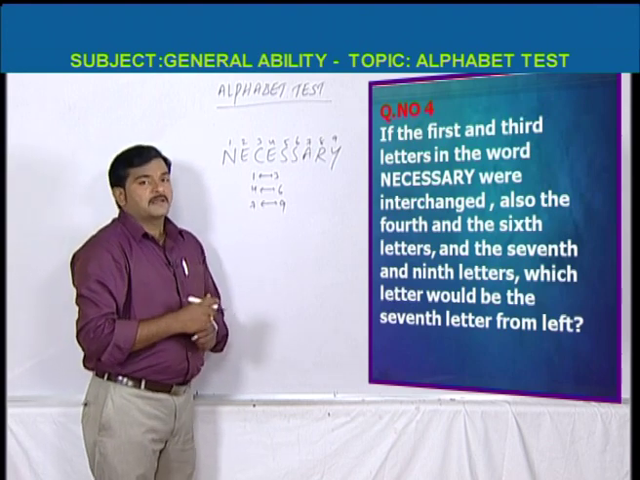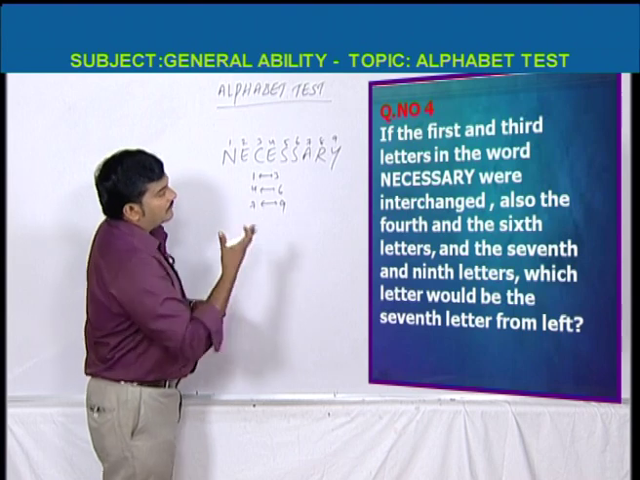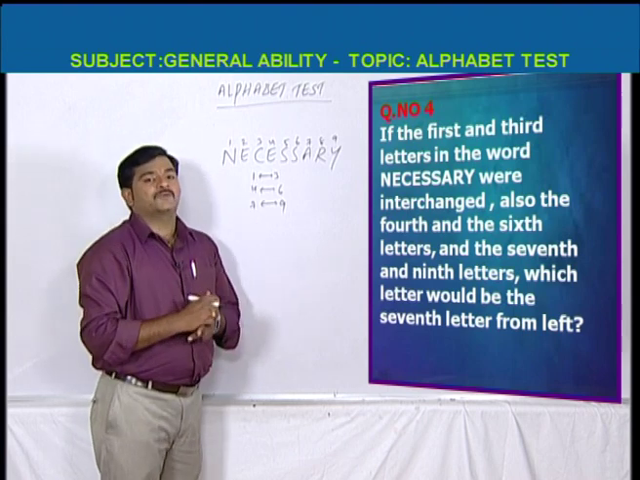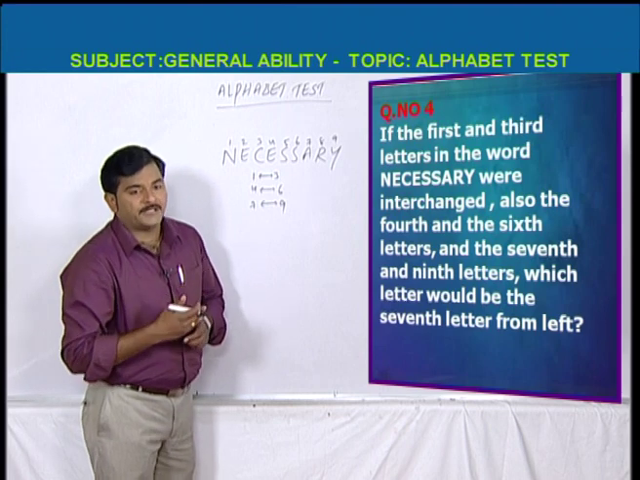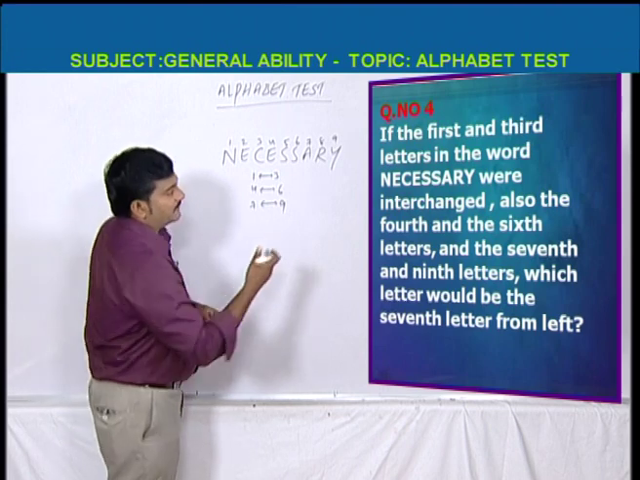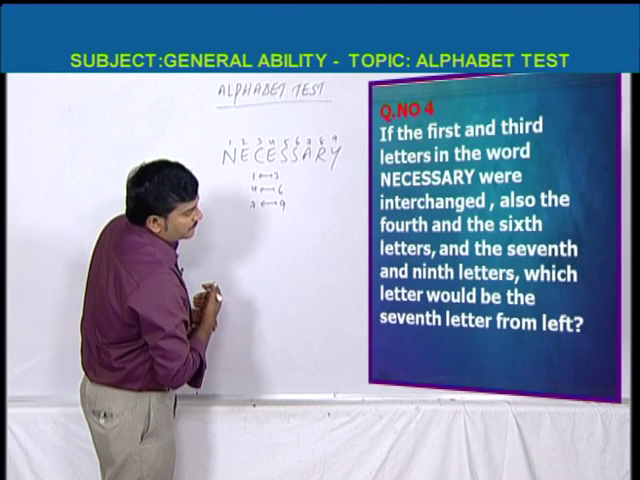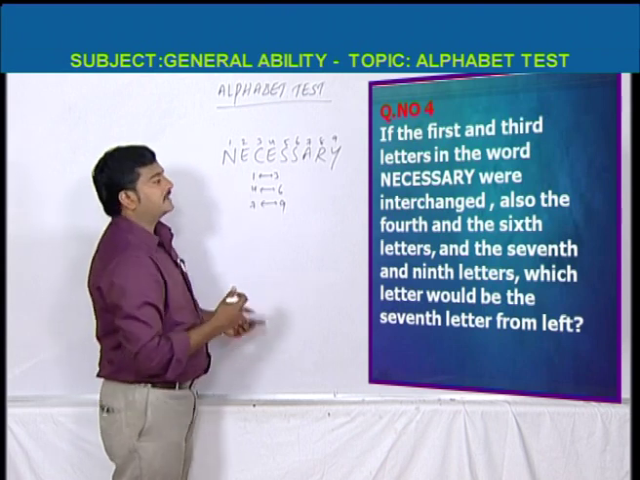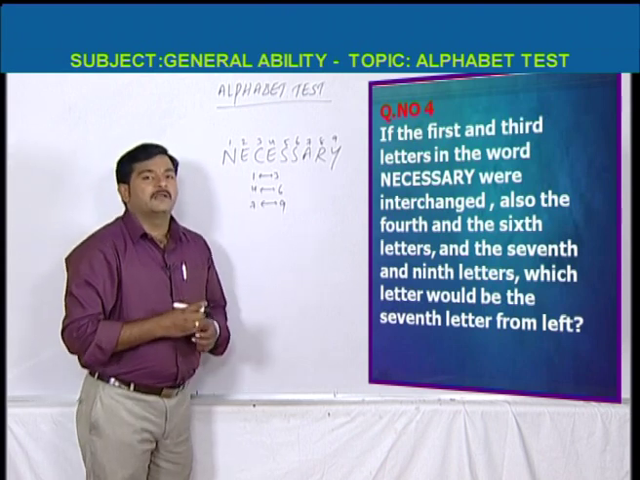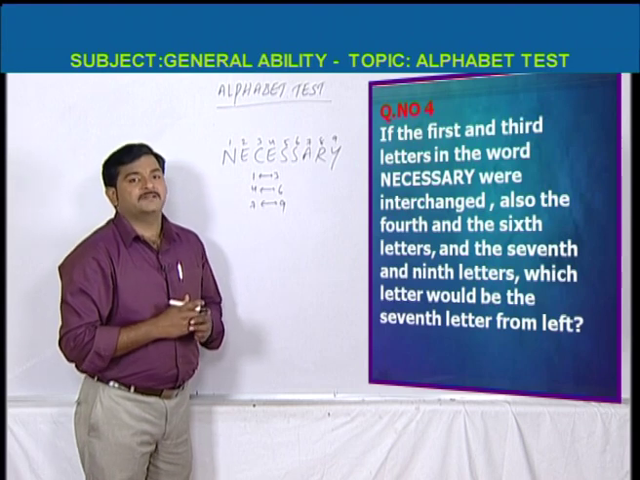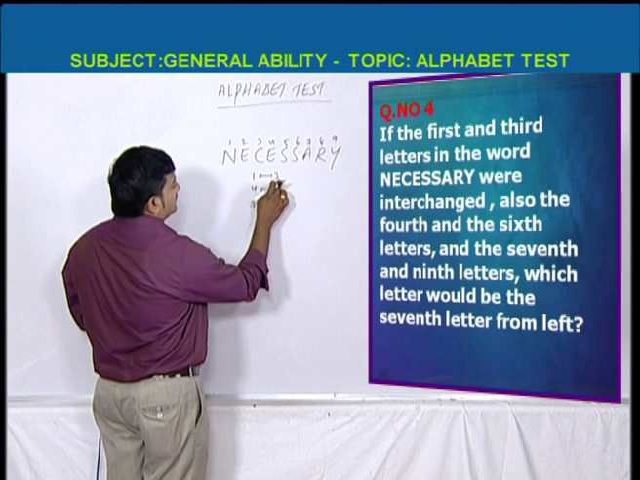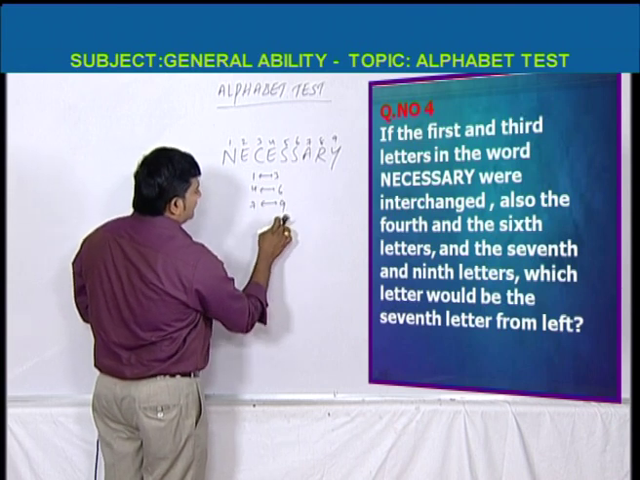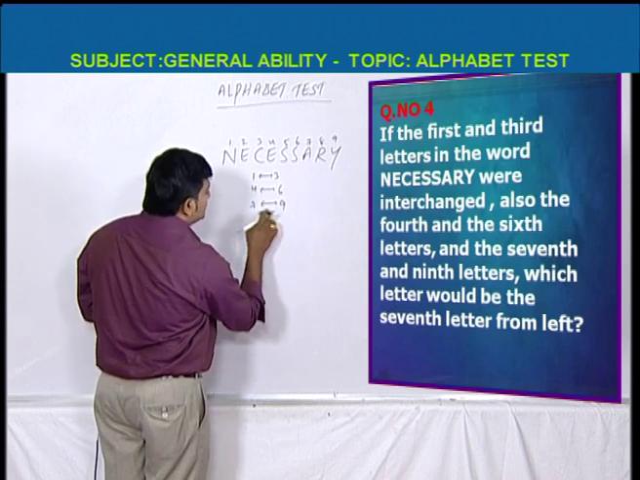Then after this interchange, what is he asking to find? He asked to find which letter would be the 7th letter from the left. So which letter would be the 7th letter from the left? So now accordingly 1 and 3, 4 and 6, 7 and 9 will interchange these letter positions.